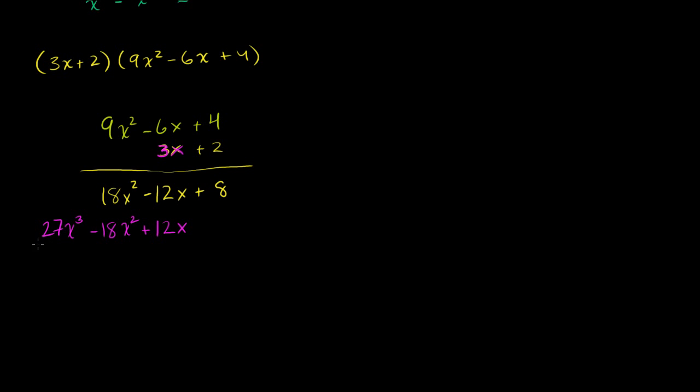And once again, you just want to add the like terms. So you get 8. There's no other constant term, so it's just 8. Negative 12x plus 12x, these cancel out. 18x squared minus 18x squared cancel out. So we're just left over here with 27x to the third. So this is equal to 27x to the third plus 8.